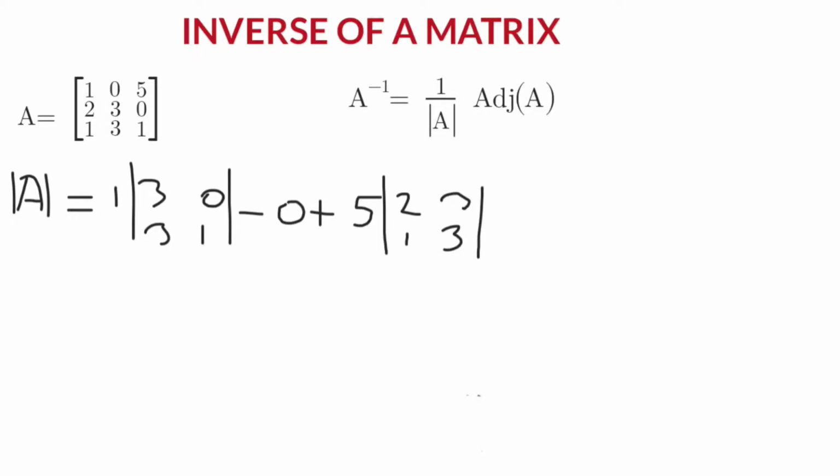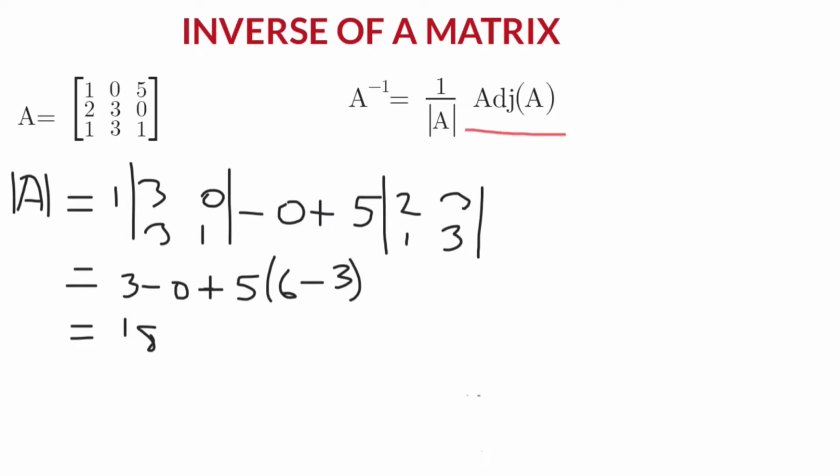So it's going to be equal to 3 minus 0 plus 5 times 6 minus 3. It's just a simple process of calculating the determinant. It will be equal to 18. Now we have got the determinant of matrix A. Now the next step is finding the adjoint of matrix A.